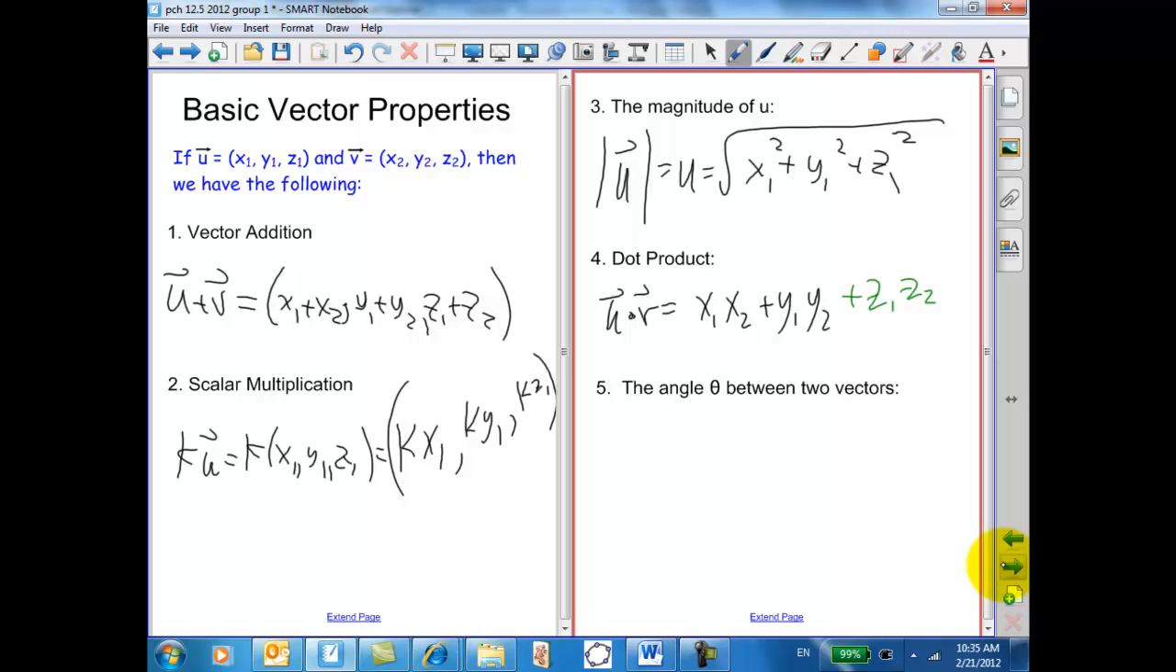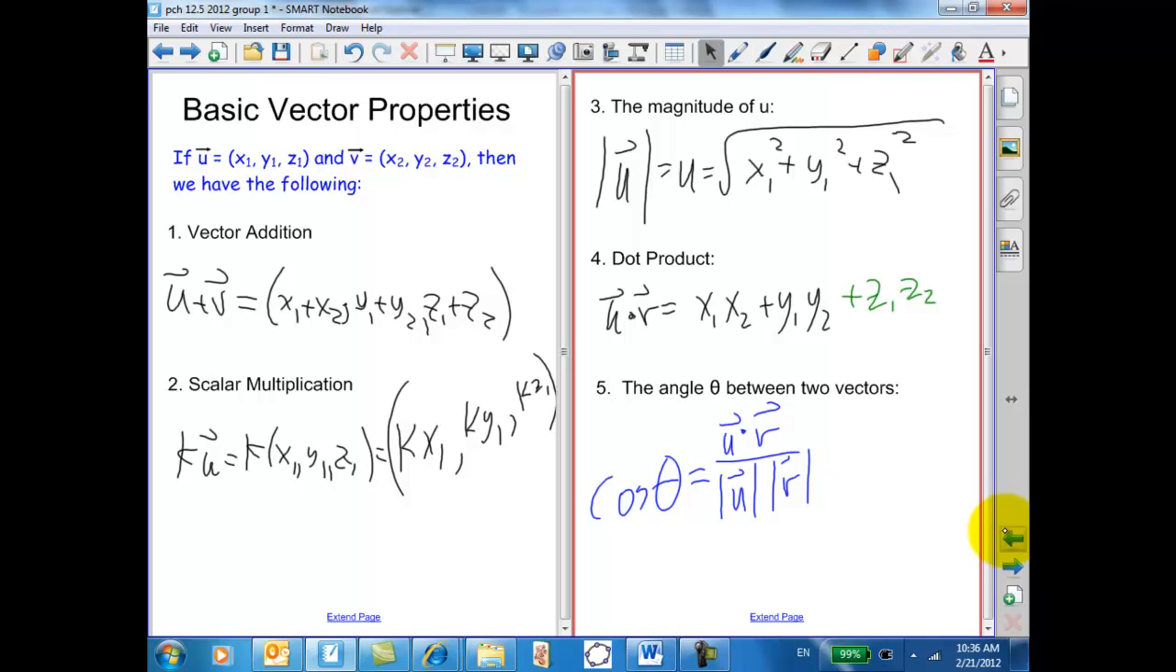And so the angle between 2 vectors in 3 space? Cosine theta equals the dot product, u dot v, divided by the magnitude of u times the magnitude of v. Notice the formula didn't change. The dot product and magnitude formulas are a little bit more complicated, but still the same concepts apply even when we're in 3 space.